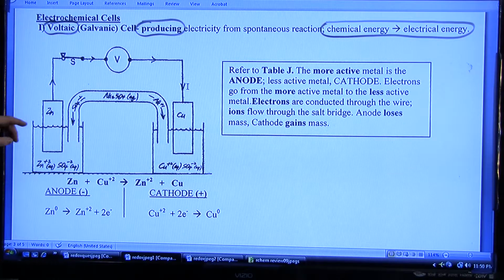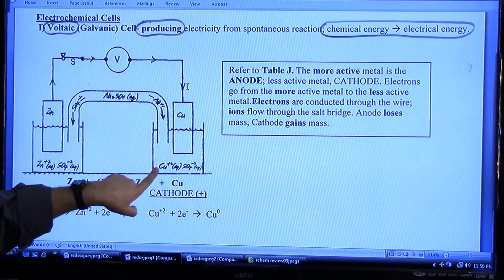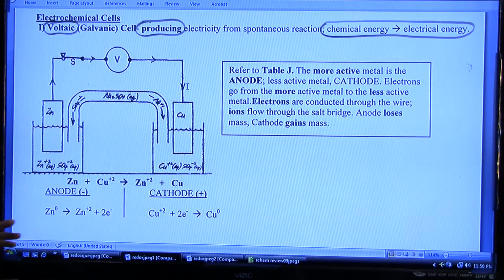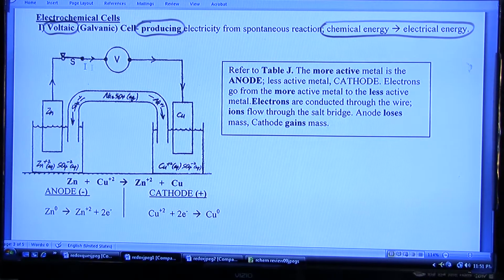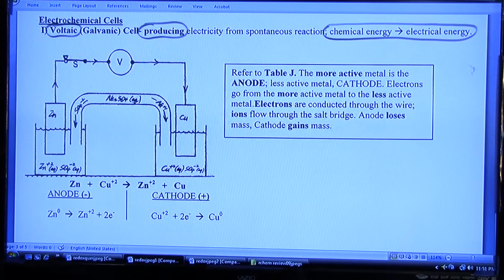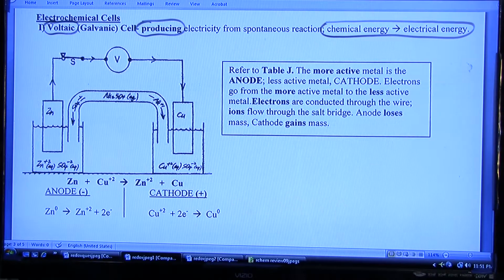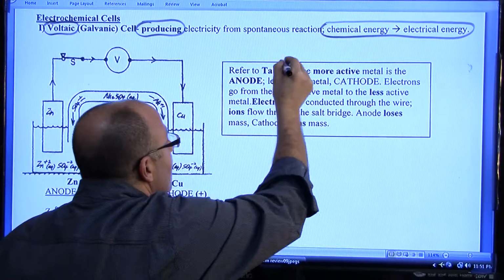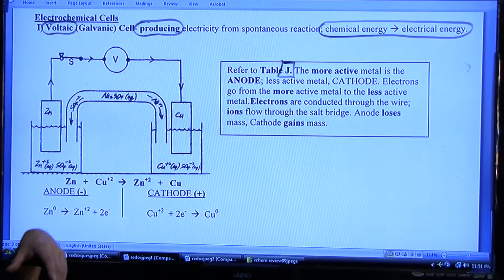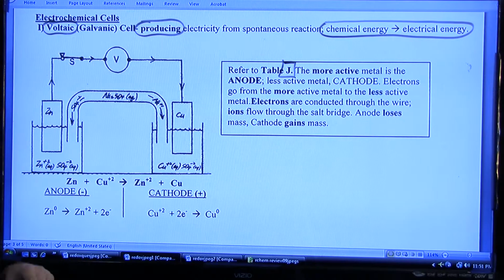The reason why we place the metal in a solution of its own ion is because it won't react with itself, and the copper won't react with the copper plus 2. So the reaction is really between the zinc and the copper. The first thing you have to do is determine, using table J, which is the more active of the two metals. When you go to table J, you'll see that the zinc is above the copper. Therefore, the zinc is more active, more willing to give up electrons.